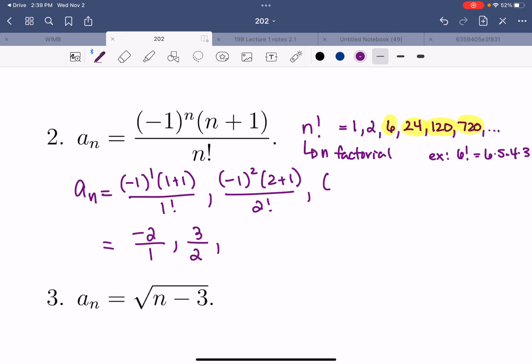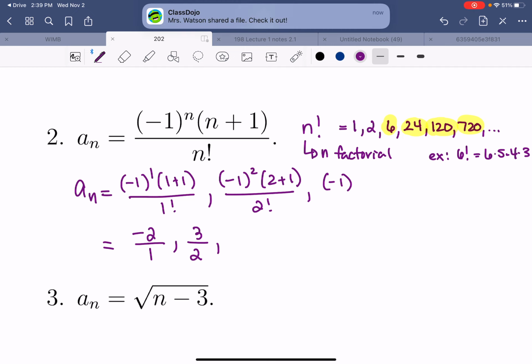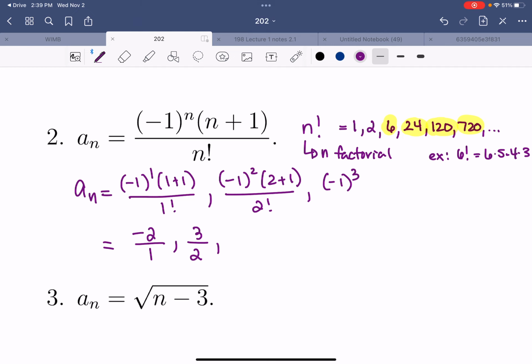And I'll write out one more, and then we kind of get the pattern here. So -1 cubed times 3 plus 1, all over 3 factorial. So in our third position, -1 cubed is negative. 3 plus 1 is 4, so negative 4 on top. 3 factorial is 3 times 2 times 1, so that's 6.